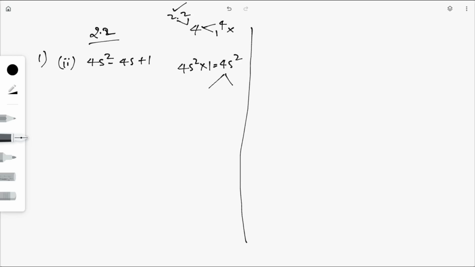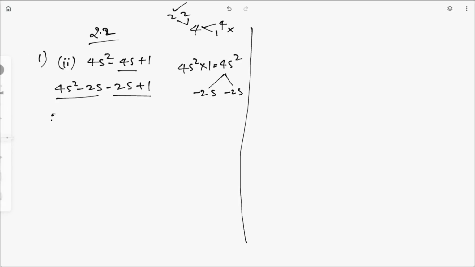So take these two. If we add this 2 and 2 you will get this 4. So 2s and then 2s, right? To get this minus 4, we should take minus 2s and then minus 2s. So minus 2s into minus 2s is 4s square. Fine. Now replace the mid term minus 4s by these two terms: 4s square minus 2s minus 2s plus 1.